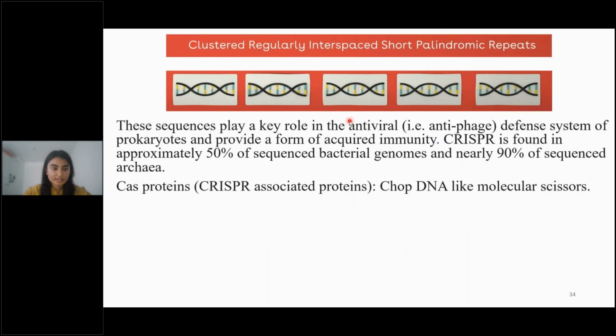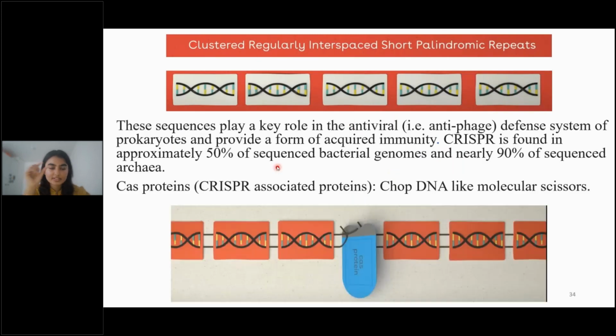So this is the regularly interspaced repeat region. As I told, there are literally patches of DNA there. These sequences play a key role in the antiviral, or antiphage, defense system of prokaryotes and provide a form of acquired immunity. CRISPR is found in approximately 50% of sequenced bacterial genomes and 90% of sequenced archaea. You can see there are so many sequences of bacteriophages inside the bacteria, so the bacteria is always ready to fight back.